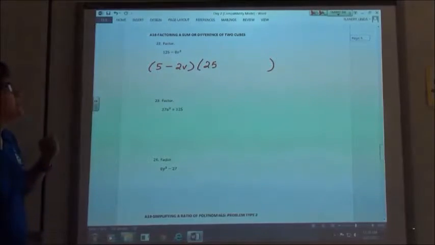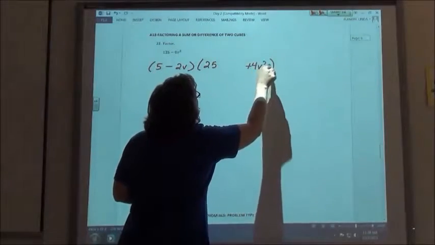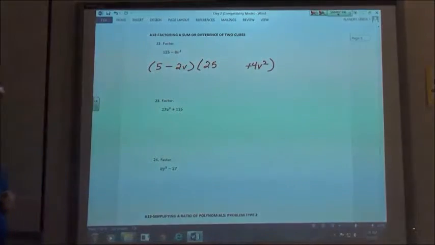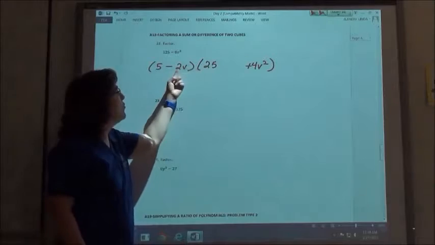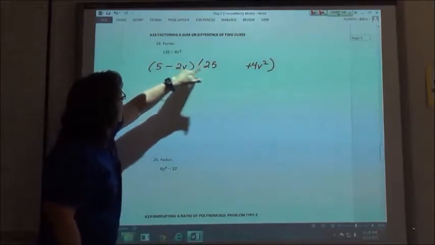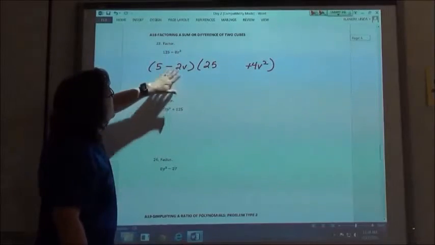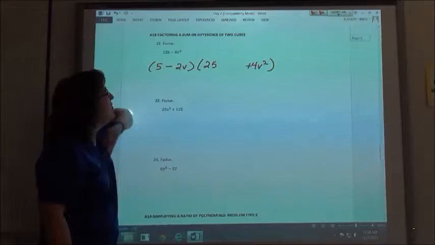Negative 2v times another negative 2v would be a positive 4v squared. That end term will always be positive because you're squaring something. So I squared the 5, I squared the minus 2v. So if I took 5 times 25, I get 125. If I take negative 2v times a positive 8v squared, I get negative 8v cubed.